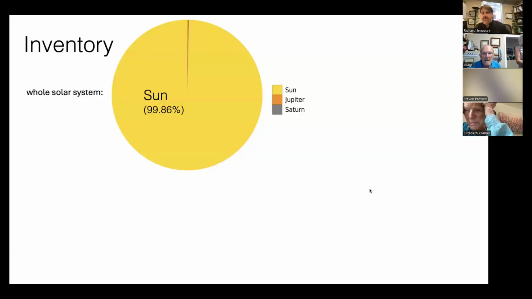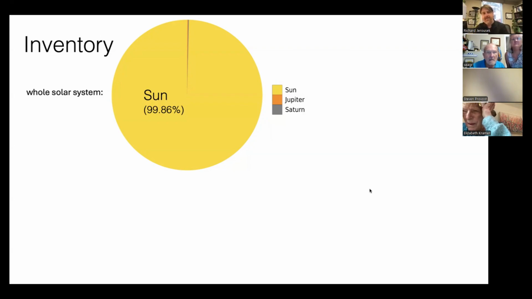So now let's take a look at the solar system inventory. The first thing that you see here is that, of all the gas and dust and planets and moons and everything that's orbiting the sun, the sun is 99.86% of all of it. So almost everything is the sun. We can see a little pie graph here. Almost everything else is Jupiter and Saturn.